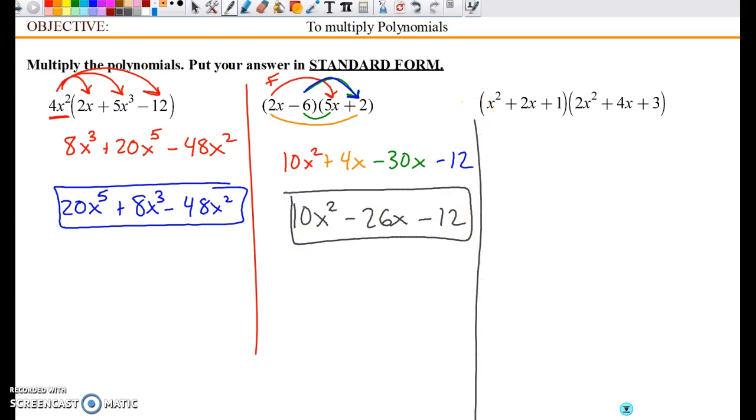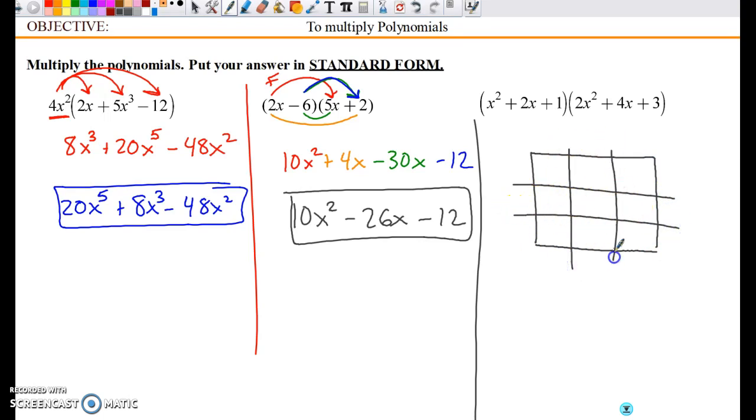All right. Finally, the last method we use to multiply is the lattice method. And when I have a trinomial times a trinomial, I would highly recommend this method. It does work just to distribute, but it tends to get very messy with all the multiplying you're doing. So I'm going to use x squared here, 2x, and 1 for the first quadratic trinomial. And the second quadratic trinomial, I'm going to put up on the top 2x squared, 4x, and then 3.